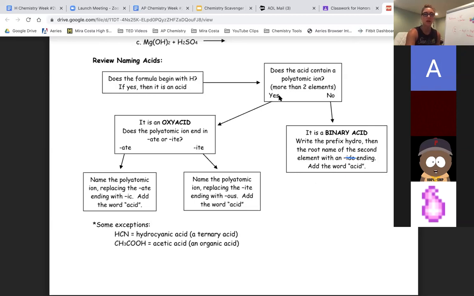And then if the acid does have a polyatomic ion, we call it an oxyacid. If the polyatomic ion ends in ate, you change the ate to ic and add the word acid. If it ends in ite, you change the ite to ous and add the word acid, okay?